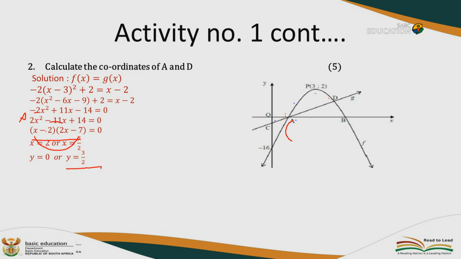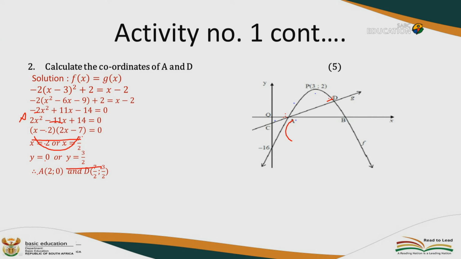So we have the x value. If our x value is 2, then the corresponding y value is 0. If our x value is 7 over 2, then the corresponding y value is 3 over 2. Therefore, we are required to determine the coordinates, not the values only. We are not done, so we need to find the exact coordinates. Now, the points: A is 2 and 0, and the coordinates of D will be 7 over 2 together with 3 over 2. So we are done. We are covered with the point of intersection of the two functions. So these two functions intersect at these 2 points, point A and point D.